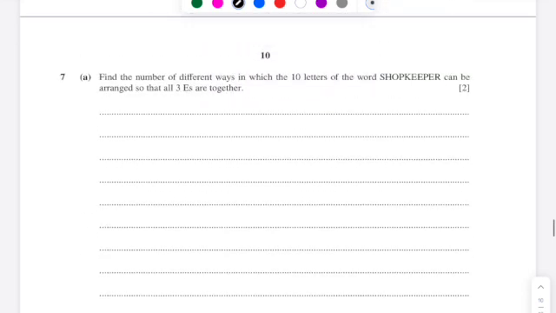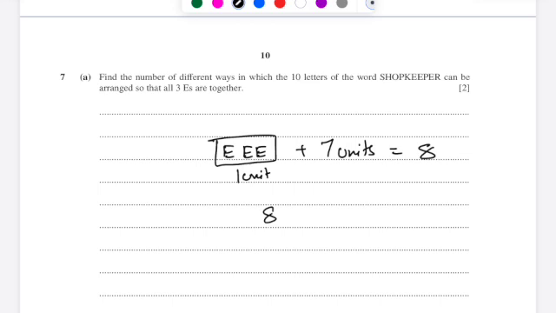Find the number of different arrangements of the 10-letter word SHOPKEEPER in which all three E's are together. E, E, E is 1 unit. Remaining will be 7 alphabets, 7 units. So totally there will be 8 units. 8 factorial divided by 2 factorial. Why this 2 factorial? Because there will be 2 P's over here, which is going to be 20,160.